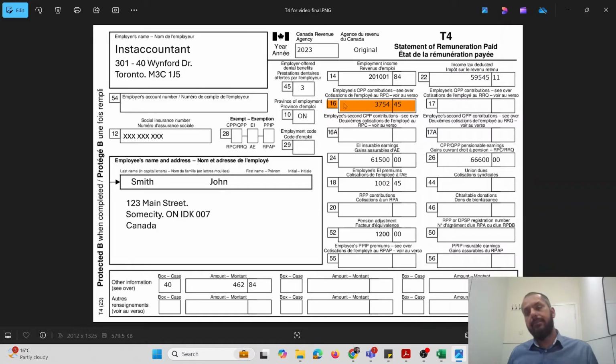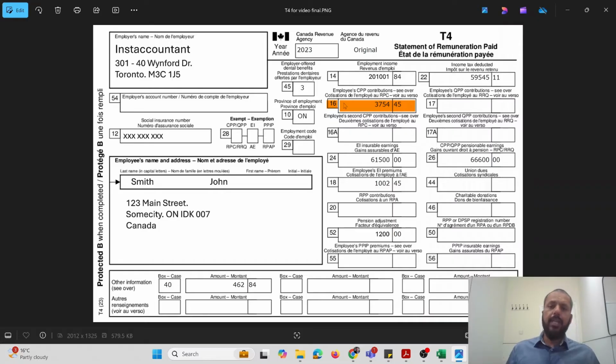There are certain exceptions, so I'm keeping it very simple. I'm not going to make it complicated for you guys. I'm just saying everyone who's earning in Canada has to pay CPP. Certain exceptions are there, but let's keep it simple.